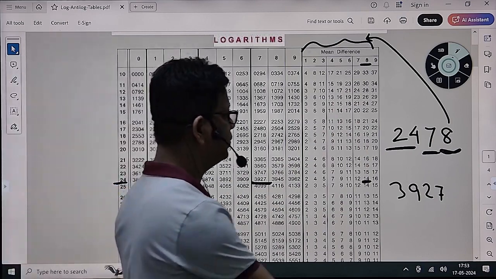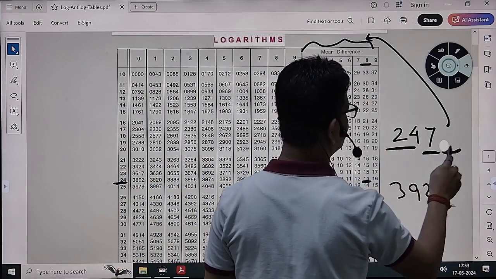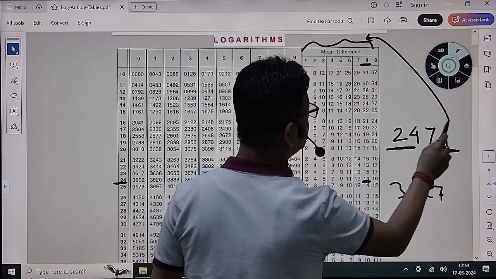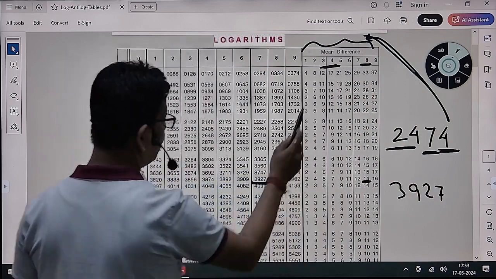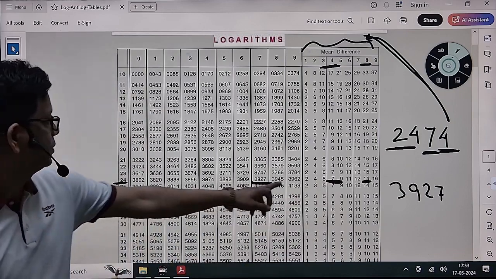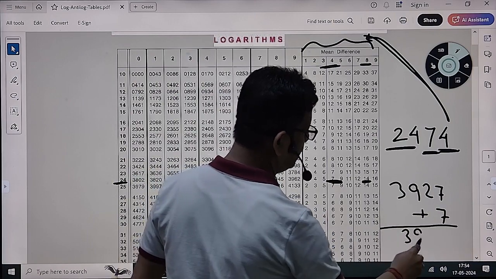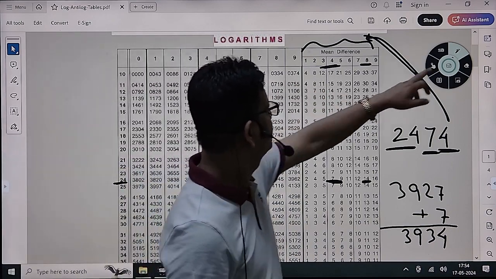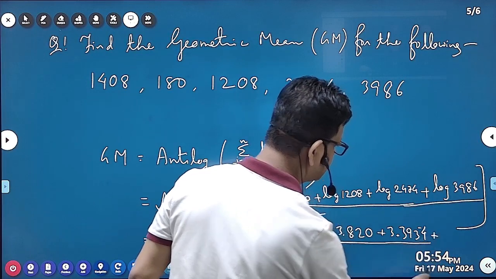Oh, okay, it was 4, right? Okay, just a minute. So it was 4. Now for these 4 you have to go to the mean difference. 4 is here, 4 is this one. So for that 4 here is the number 7. Yes, done now. So this 7 we need to edit here, and it will be 3934. So 3.3934. Do first, complete the last one.